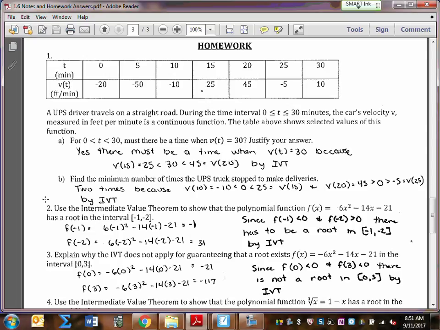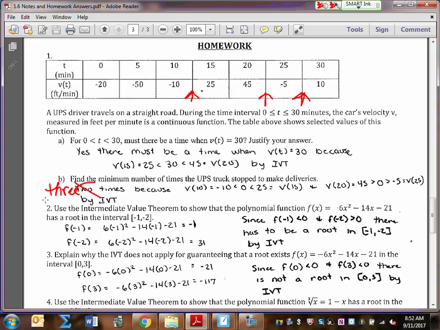Oh, wait, this is a mistake. Did you guys get 3 times? Anybody get 3? Okay, so it should be 3 times. We found this last class. So we had, it goes negative, negative, negative here. It goes positive, so it had to cross there. Positive, positive to negative, had to cross there, and one more time. So we actually had 3 times.